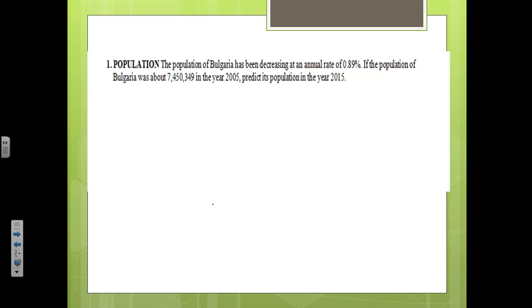Right. So let's take a look at exercise 1. The population in Bulgaria has been decreasing at an annual rate of 0.89%. If the population was about that in the year 2005, predict the population in 2015. Well, let's start with our equation. We have y equals a times (1 minus r) to the t.